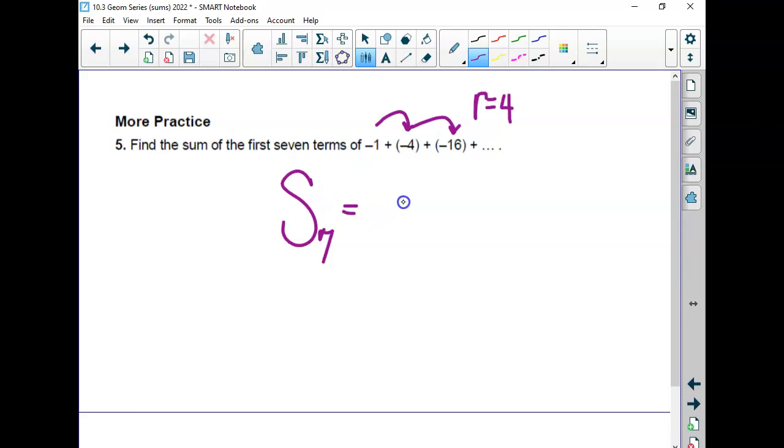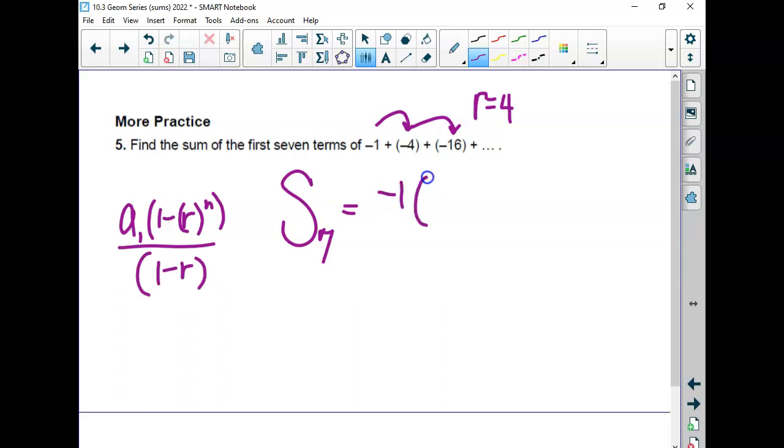terms. So the formula is a sub 1 times 1 minus r to the n all over 1 minus r. So here it's going to be negative 1, our first term, times 1 minus 4 to the n. What's n again? 7, yes. Because it's not n minus 1, it's just n. Divided by 1 minus 4.